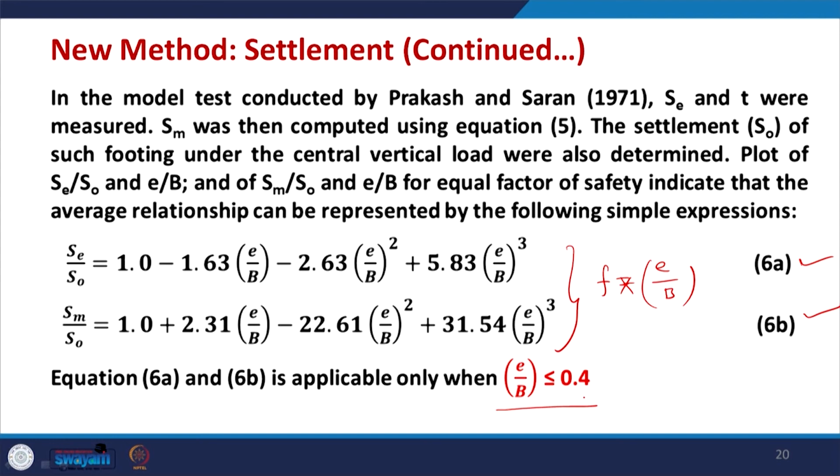These equations are based on field tests conducted on footings, and then they have been converted into empirical relations. So, while using these equations we need E by B less than 0.4. But normally the value of E by B is very small compared to 0.4; it should be less than 0.16, or at the most 0.2, to avoid loss of contact of the footing. So, this will not be a big issue. Continue with the settlement.